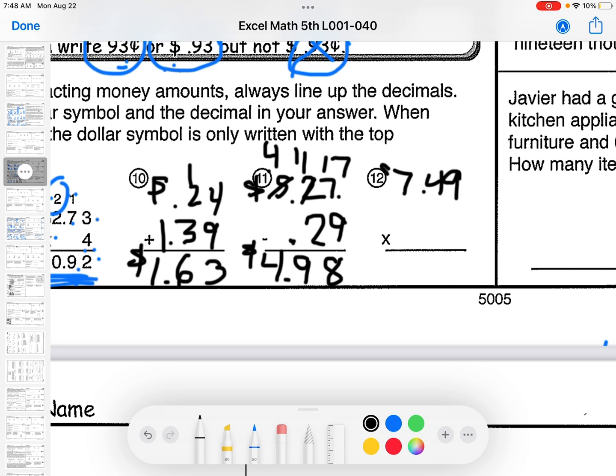$7.49. Put a $ sign in there with the decimal point. Times 3, no decimal point or $ sign. We're doing $7.49. All right, pause the video and then turn it back on when you're ready for the answer.